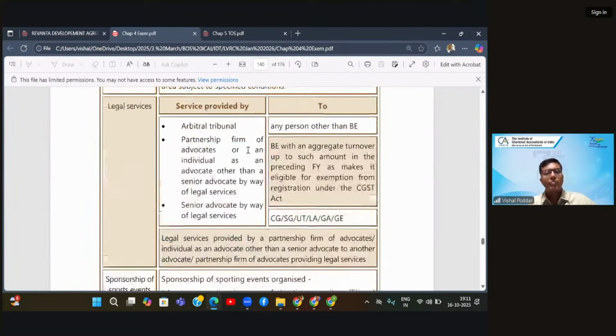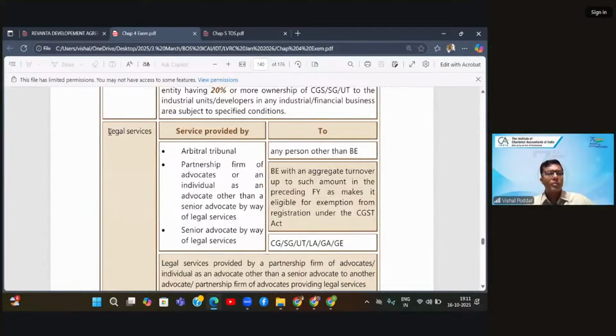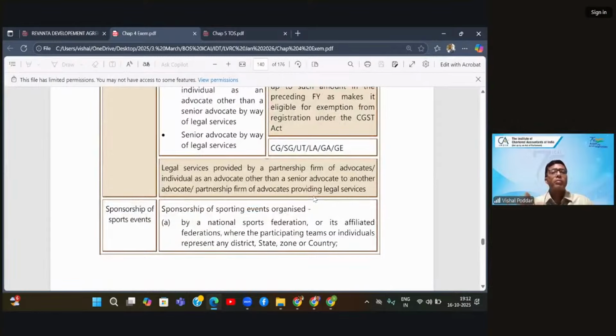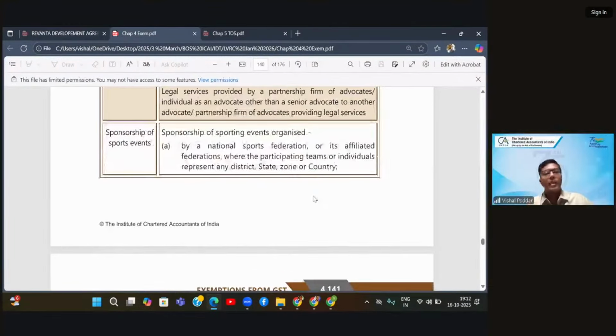right? Then legal services. Now this we saw in the RCM list also, where the services is provided by arbitral tribunal or by advocates to whom? To any individual who is not a business entity or to a small business entity or to government, all this is exempt. So what was covered in RCM? Where arbitral tribunal is providing services to large business entities or a lawyer is providing services to large business entity, that was covered in RCM because that is the only service which is taxable. Where they are giving to non-business entities or to small business entities, that is what is exempt.